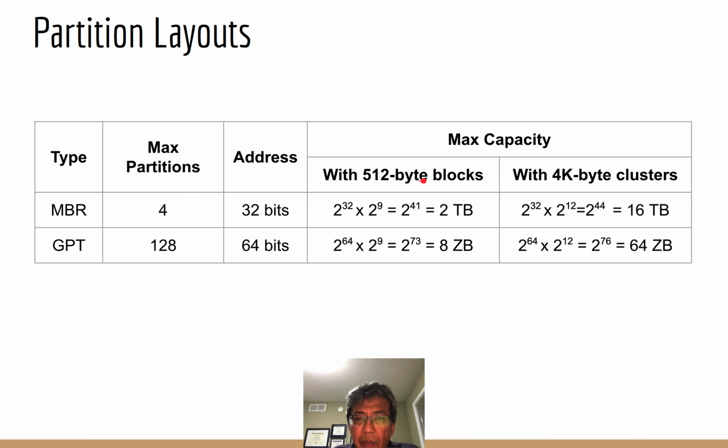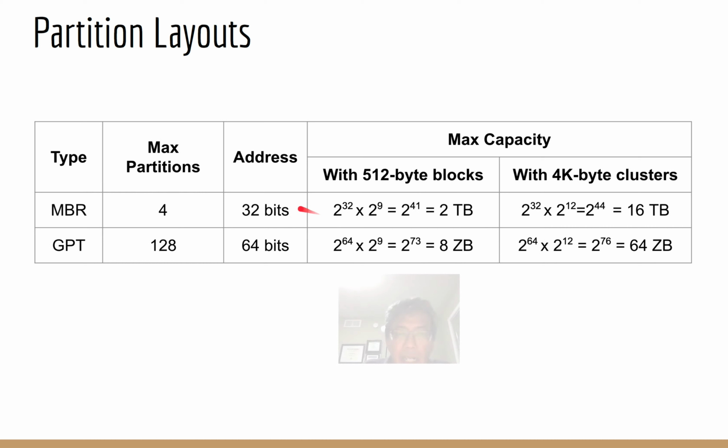So let's assume that your hard drive is formatted, so each block, each sector in your hard drive is formatted to 512 bytes of data. If you do the math with a 32-bit address, that means we can have up to 2 to the power of 32 blocks. And each block is 512 bytes, or 2 to the power of 9. If you multiply the two numbers together, you will get 2 to the power of 41, which is equal to 2 terabytes.